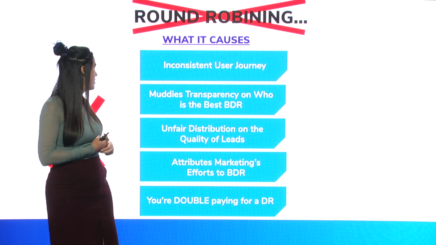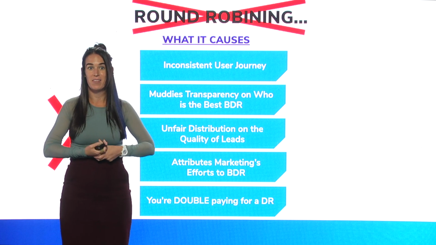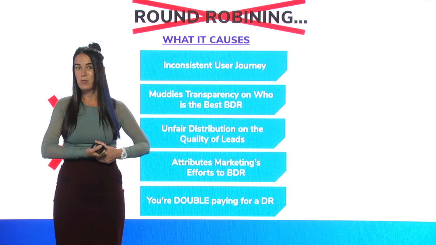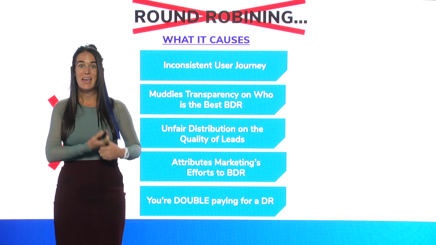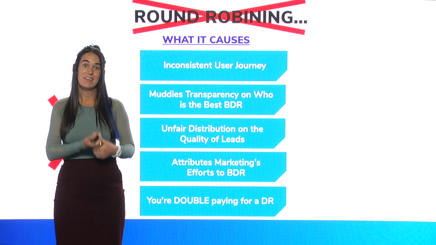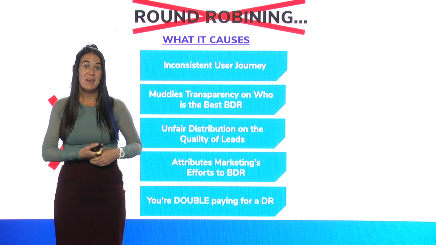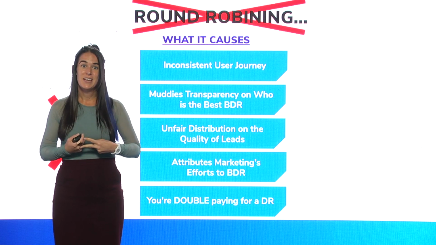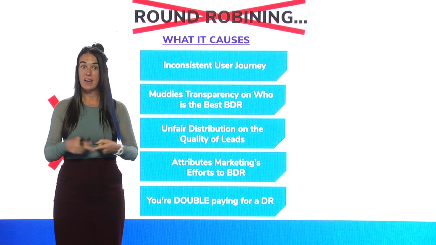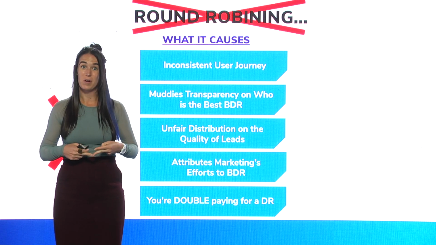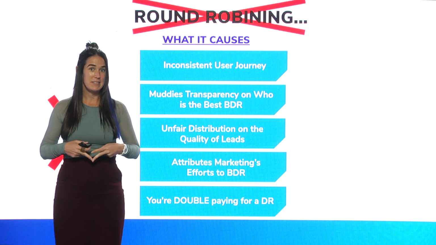The second negative ramification of an inbound line, which is very, very dear to my heart, is that if you round robin demo requests to an outbound rep, it muddies the transparency on who is the best BDR. A KPI system should do two things. It should measure how effective someone is in their role, how talented and skilled they are, and how hard they work on an outcome basis.